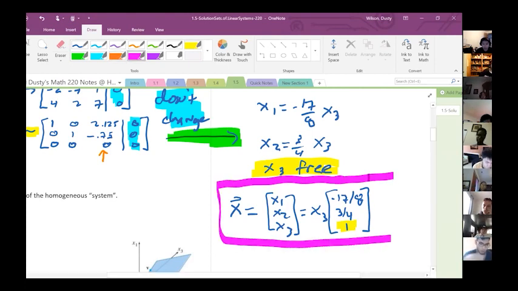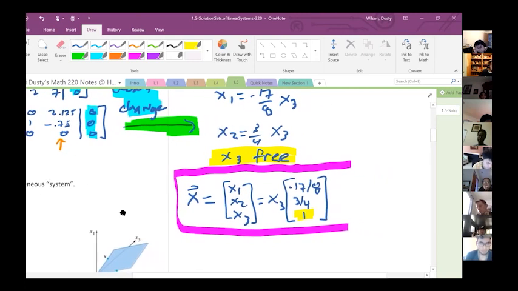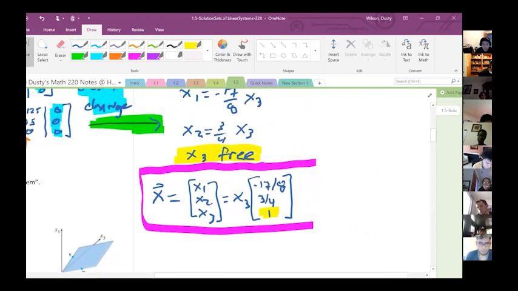This is describing all solutions. From Andrew: it's free, so it can be anything, right? Correct. But what we have here is all non-trivial solutions to the homogeneous equation.